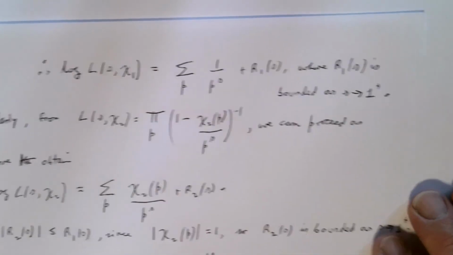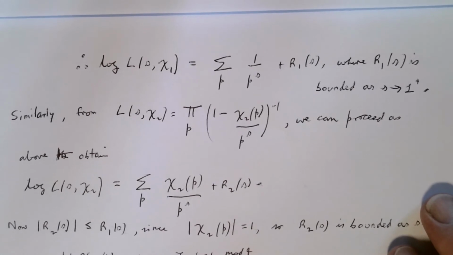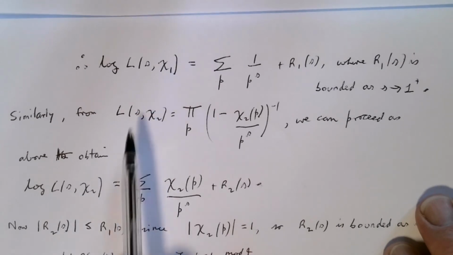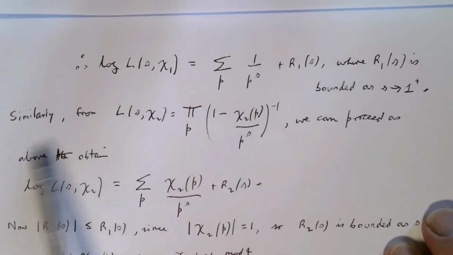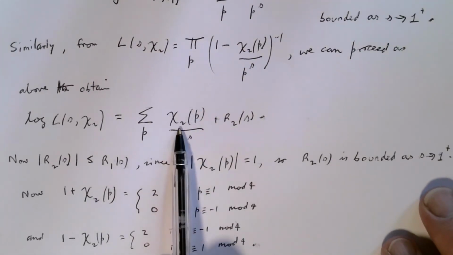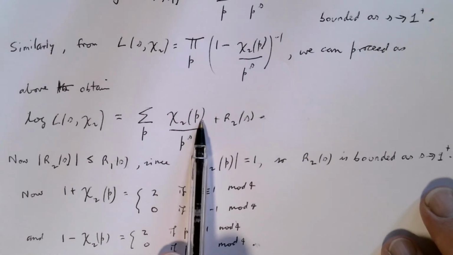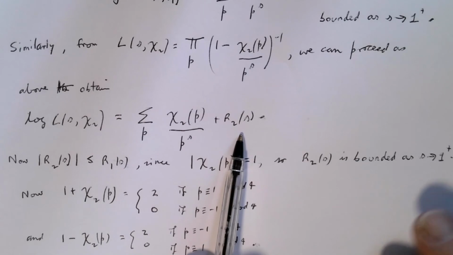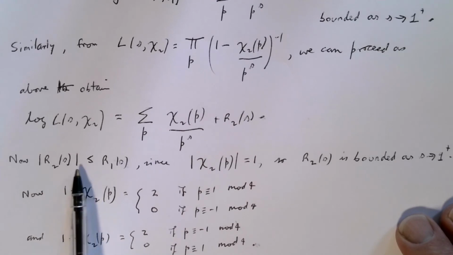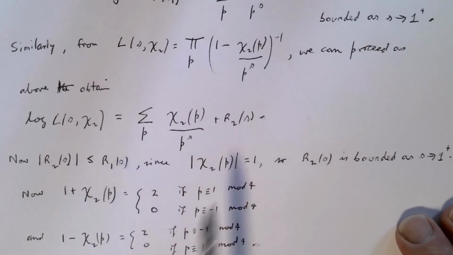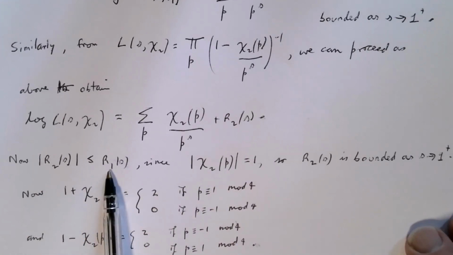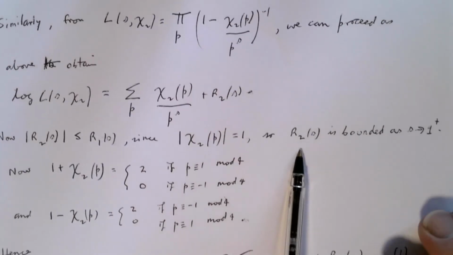Now similarly, we can do a similar thing for the L of s and chi2. From the Euler product, we can proceed exactly as before. I won't go through all the details again, except this time we end up with a chi2 of p on the top and not a 1. But all the rest of the calculations are exactly the same. Now again, we'd like to know how big this is. Well, happily, chi2 of p is of modulus 1, so this is just less than R1 of s, and that tells us that R2 of s is bounded as s goes to 1 from above.